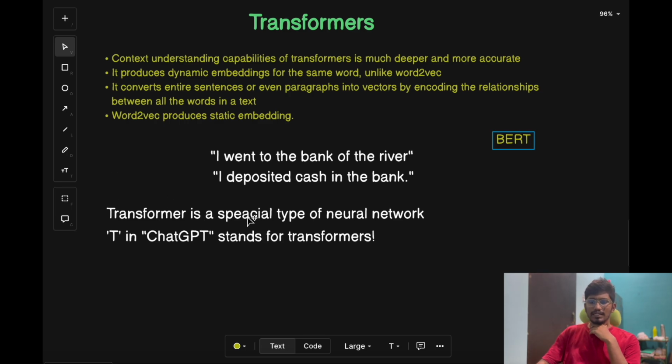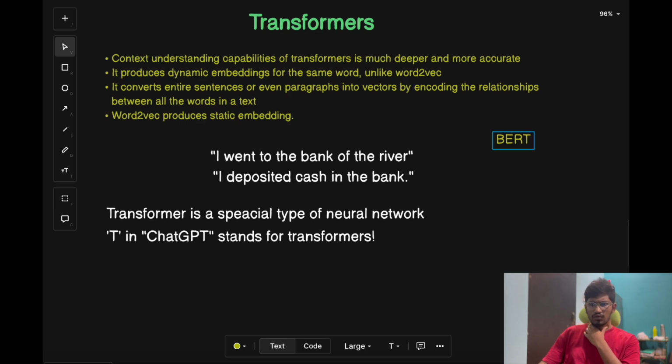So transformer based techniques produce dynamic embeddings based on the context of a sentence, which is not the case in Word2Vec, because Word2Vec produces static embeddings. The embeddings generated for the word bank would be the same in both scenarios in the case of Word2Vec. But transformer based techniques solve this problem efficiently by generating dynamic embeddings for the same words in different scenarios or in different documents.